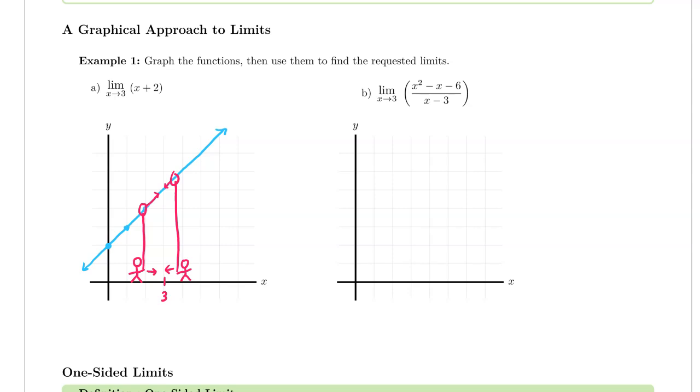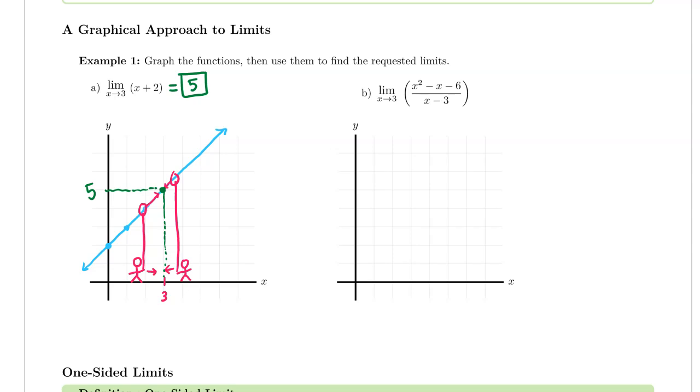So in this case, x equals 3, if I were to plug that into my function, we can see that the balloons are approaching this ordered pair right here, and the y-coordinate of that ordered pair happens to be 5, and so it turns out that this limit is equal to the number 5.